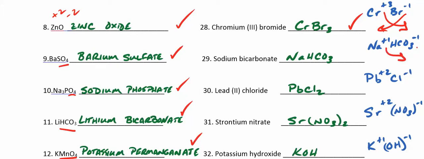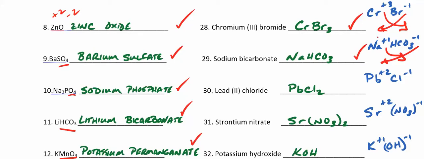Bicarbonate, or hydrogen carbonate, I can say it either way, has a charge of -1. When I do the switch, 1 and 1 simply go away. I could have put parentheses around the bicarbonate, but it's not necessary because there's no subscript after the bicarbonate. So I'm going to write it simply as NaHCO3, just like that.